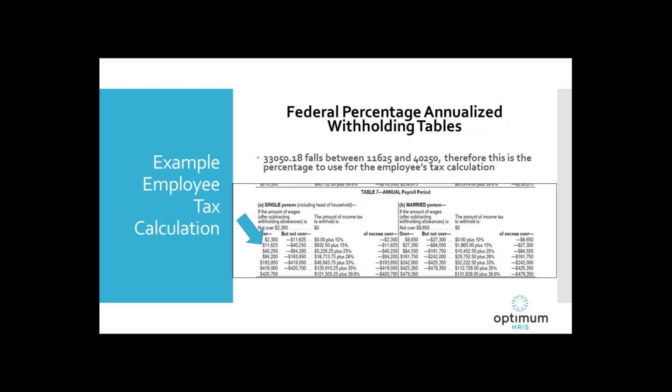That $33,050.18 falls between $11,625 and $40,250 on our percentage annualized withholding table in the Circular E. And so that's going to be the percentage to use for the employee's tax calculation. You can see the line here on Table 7, the annualized table from Circular E. There's the $11,625 to $40,250. There's an amount of tax to withhold plus a tax amount of 15%, and then an excess over amount. We're going to use all the amounts on that line to perform our tax calculation.